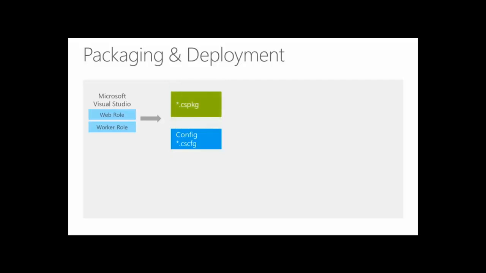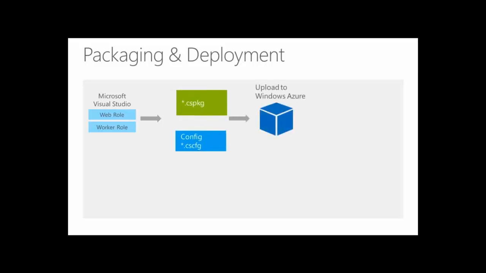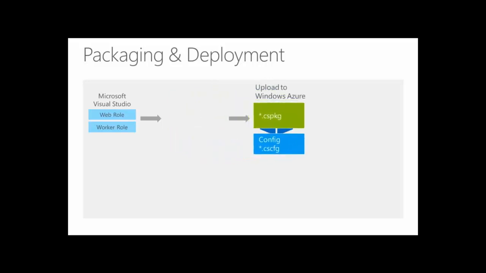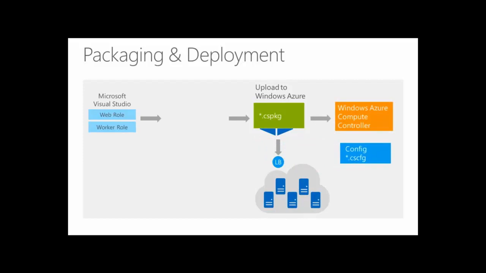So what happens is the model and the service configurations get packaged together in a service package file, and those get uploaded to Windows Azure. Usually through the Windows Azure blob storage, it saves those files temporarily before it actually uploads them to the cloud. And the config file goes to the compute controller, and the package file goes to the load balancer into the virtual machines, or behind the load balancer to the virtual machines.